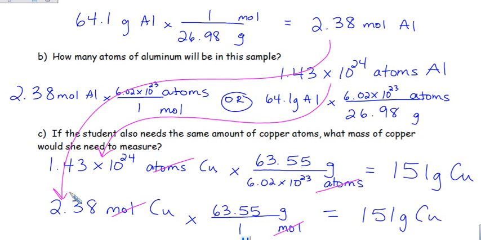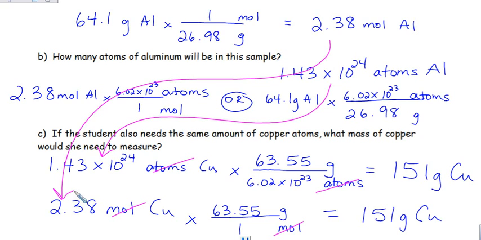We could start with that number in moles as well. Because again, if you think about it, if I take that 1.43 times 10 to the 24th and divide by 6.02 times 10 to the 23rd, it's going to give me 2.38 moles. And then to switch moles to grams, I multiply by the molar mass.